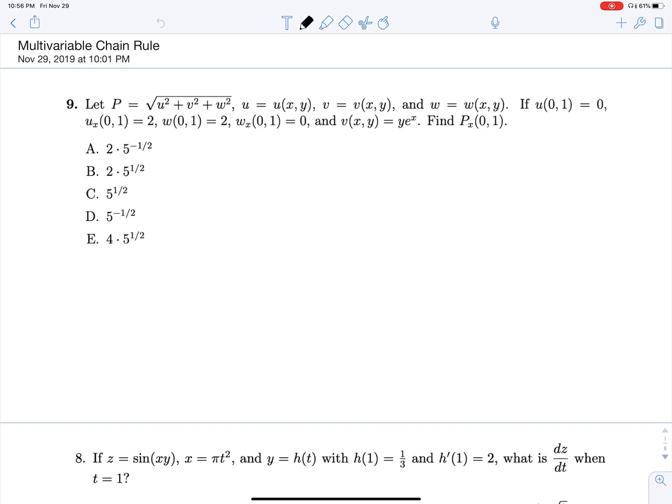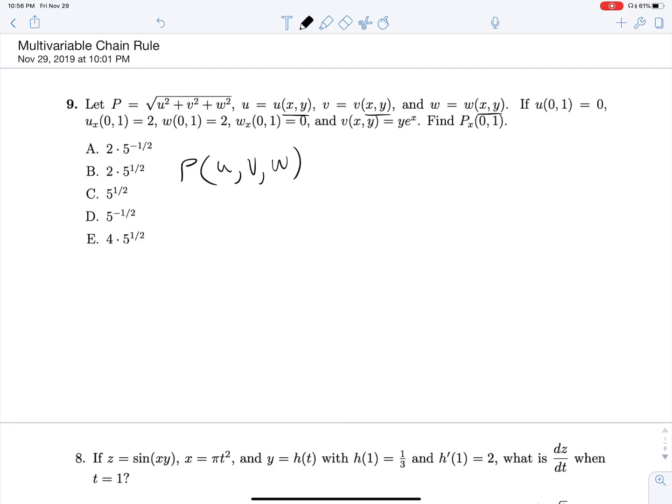We know that if we have a multivariable function, in this case, p, and that function is a function of multiple variables, in this case u, v, and w, and each of these variables is a function of some other variables. In this case, each one is composed of x and y.